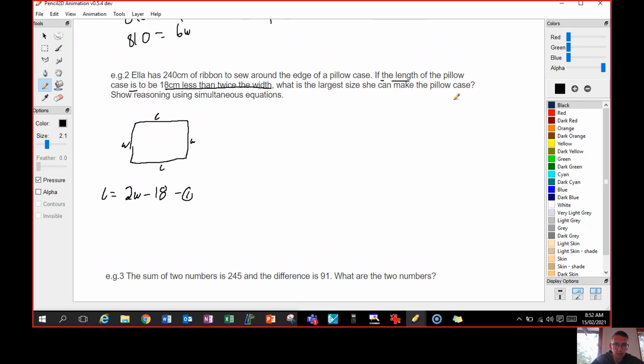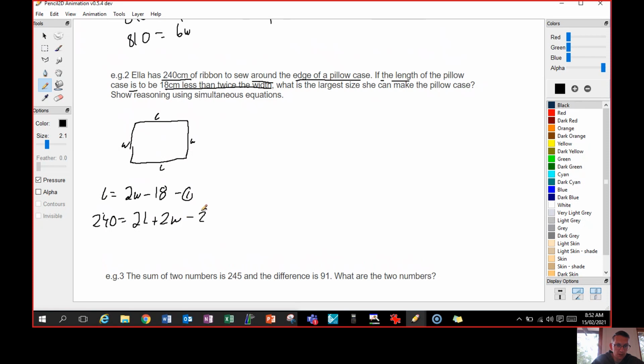What is the largest size she can make the pillowcase? Show reasoning. Well, my other equation is here. It says Ella has 240 centimeters of ribbon to sew around the edges of a pillowcase. Well, that means I've got to go right around. So that means my perimeter has to be 240 centimeters. And that's going to be 2 lengths plus 2 widths, or length plus length plus width plus width. You can write it either way. So that's my perimeter formula.